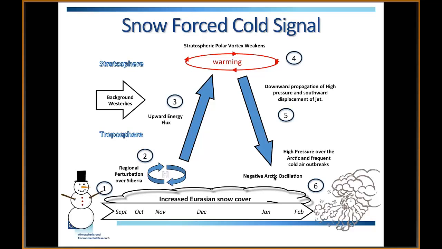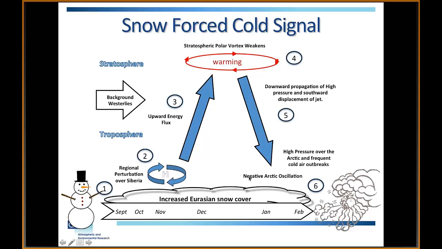and we tend to get more snowstorms as well. And so that's the final step, that's kind of the end of the cycle. And again, here you have the snow cover in October, the building of the Siberian high in November, and the energy propagation in November and December.